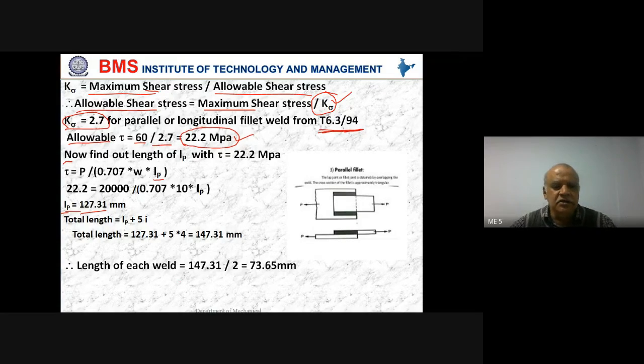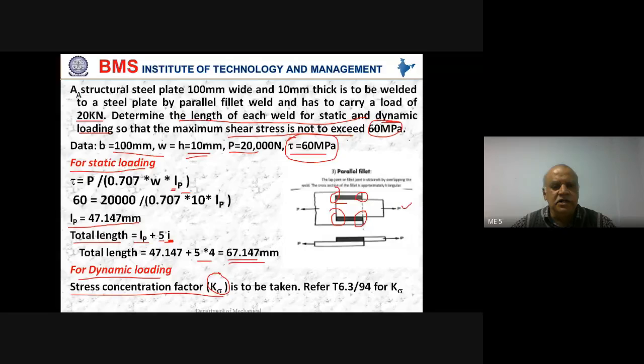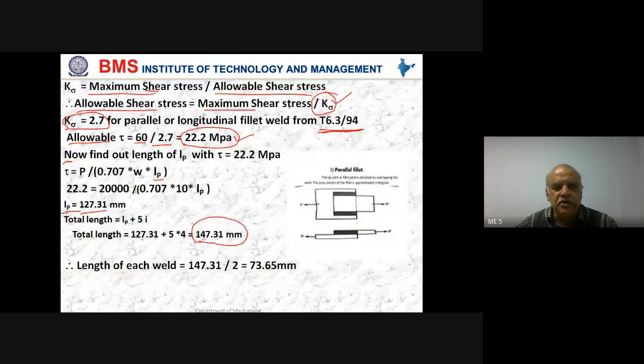When you look at the length of weld here, when I consider dynamic loading, the length of parallel fillet weld that I need is 147 mm, whereas if I don't consider dynamic loading and consider only static loading, what we need is only 67.17 mm. When it is dynamic loading, we need the total length of weld to be 147.3 millimeter. Could you get the difference between these two?